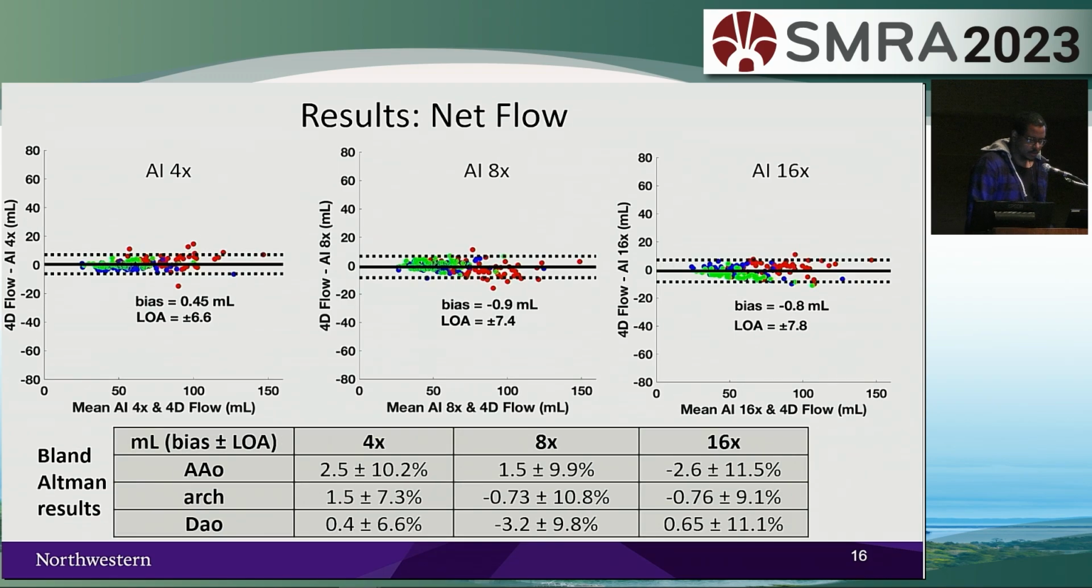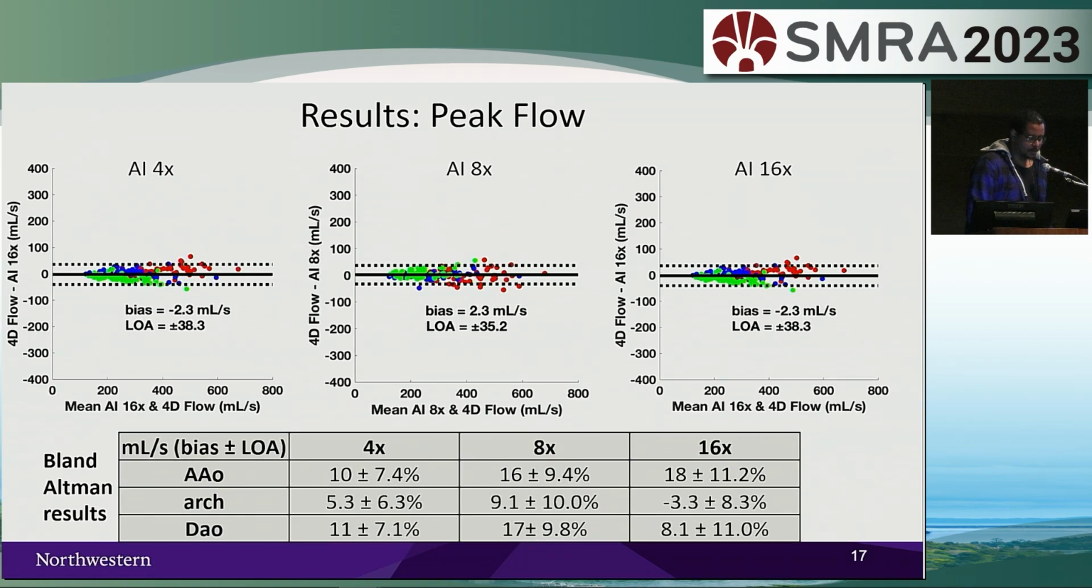While for net flow, the Bland-Altman plots are similarly presented here for all testing data sets, and we saw much stronger to excellent agreement in net flow with a percent difference of 6 to 11% from the ground truth. Of note is that as the resolution gets lower, we saw a decrease in agreement to where at the 16 times we saw a 9 to 12% difference.